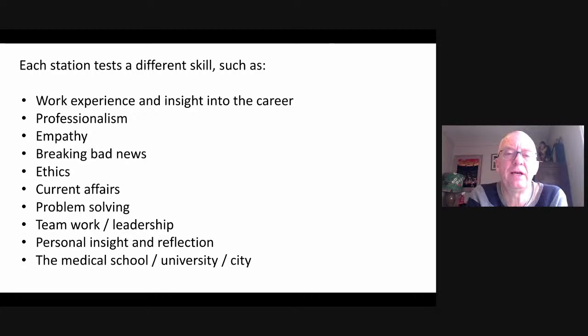So work experience and insight into the career. Work experience is tricky with COVID, everyone knows that. You may have had face-to-face work experience. If not, hopefully you've had some online work experience. Really important for you to reflect on that and bring that out in your answers.